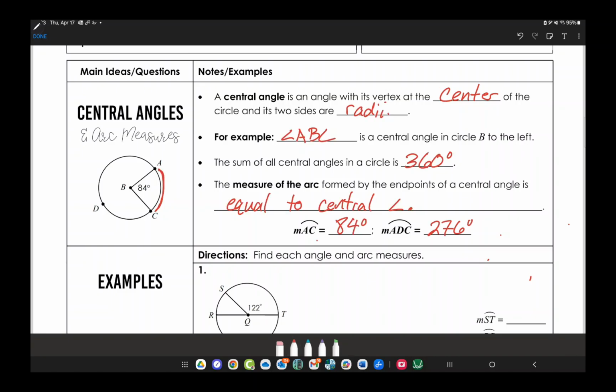And that is really it for all the new things you need to learn today. So we're just going to practice that concept. Central angles, all the angles add up to 360. A semicircle adds up to 180. So a straight line makes 180 degrees. All right, so let's practice this.